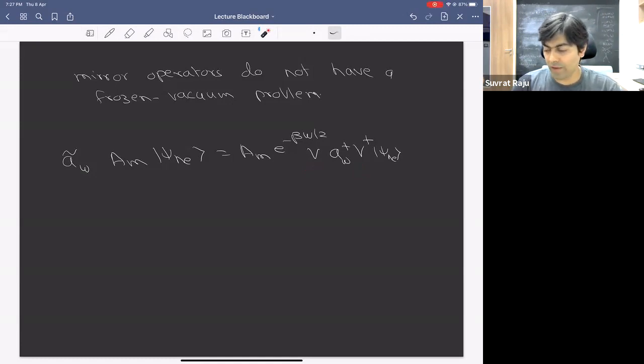You need to have these factors in order to ensure that you don't have a frozen vacuum problem. But it is aesthetically a little displeasing that you need to insert these factors of unitaries for near equilibrium states. It would be very nice if someone could generalize this construction and find a Tomita-Takesaki-like formula that just works in general and automatically generates these factors of v.